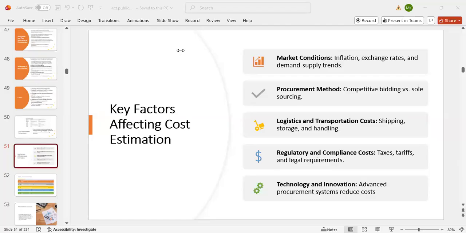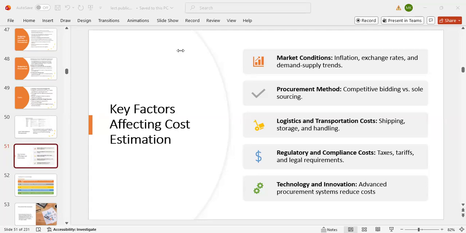Seraphine, next point. Okay, so with logistics and transportation costs, you have to consider how much the freight or the shipping cost is going to be, especially if the item is coming from overseas. If the item is something that is going to attract duty or taxes, you have to put all those things in consideration to be able to have a good estimation. Okay.